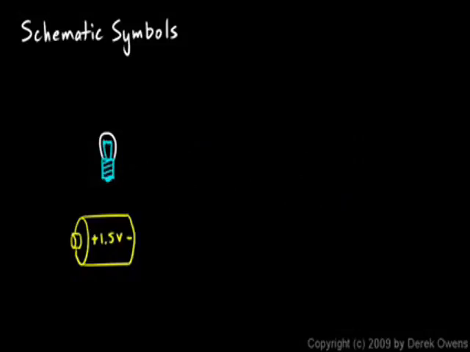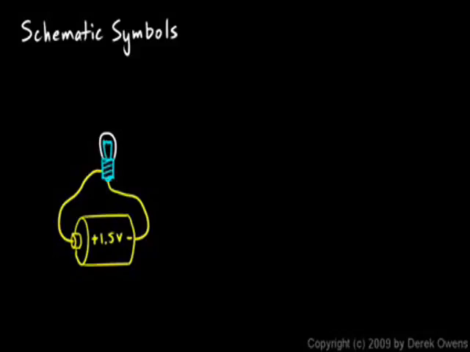Now we will talk about schematic symbols. And I'll demonstrate this with an example. Suppose we have a light bulb and a battery, and we're going to connect them with some wires like this. Now we have a circuit.